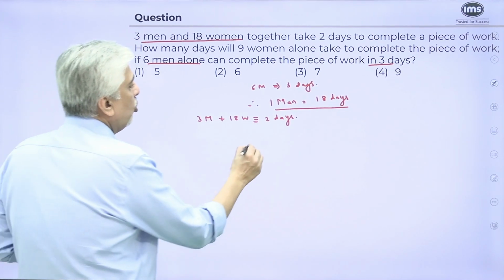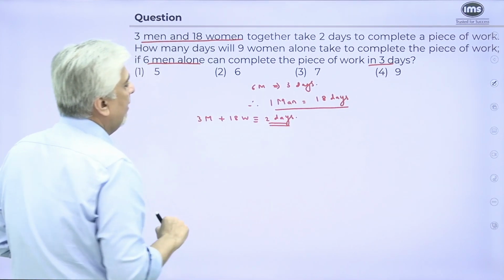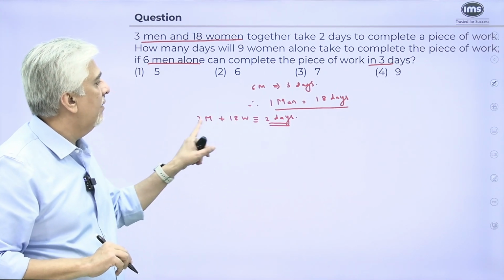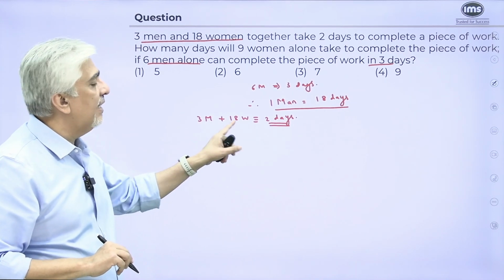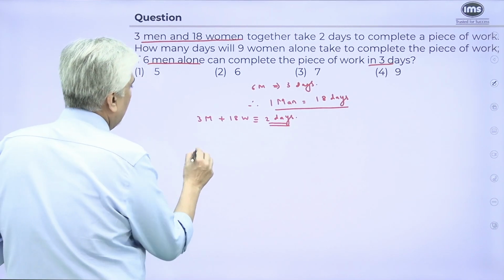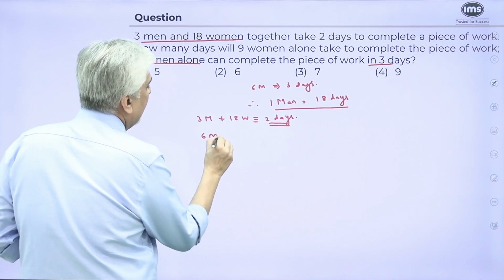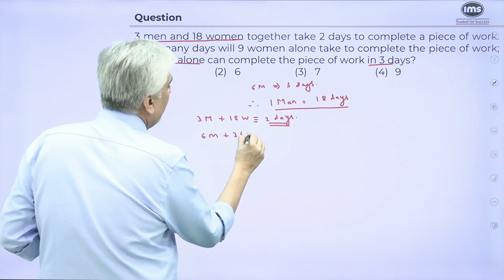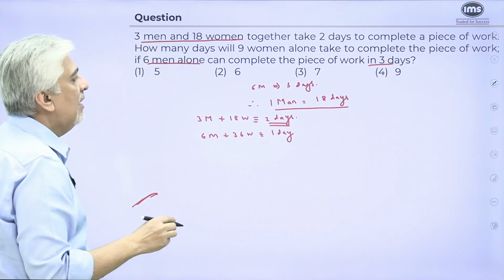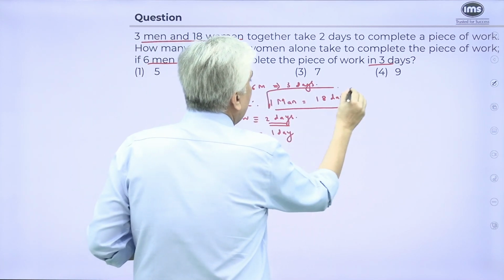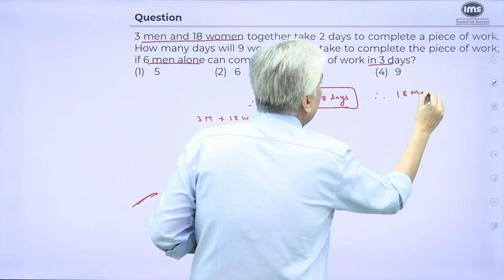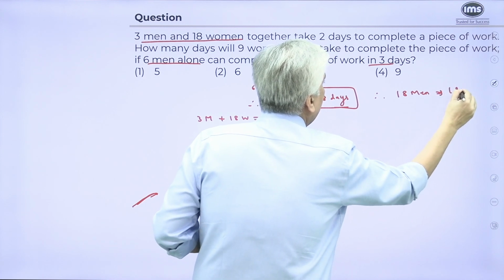Now, if I want to convert this to 1 day, what will I get? 6 men and 36 women will complete the work in 1 day. Why did I do this? Because if 1 man is doing the work in 18 days, I can also say, therefore, 18 men can do it in 1 day.